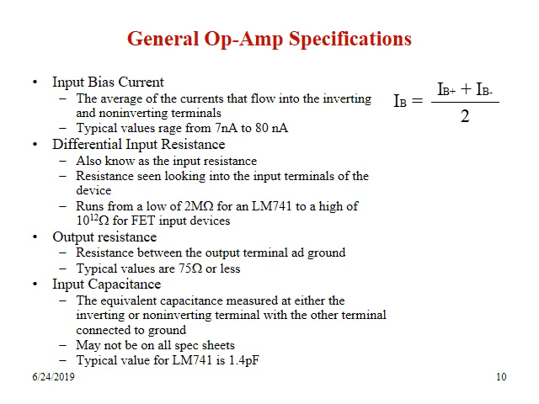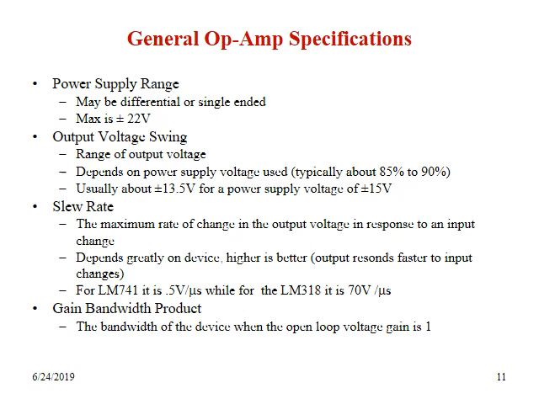Similarly, input capacitance is also important while considering AC applications of op-amp. It is the equivalent capacitance measured at either the inverting or non-inverting terminal with the other terminal connected to ground. It is in the range of a few picofarads. When op-amp is used in switching applications, its input capacitance plays a very important role. Power supply range is plus minus 22 volts.